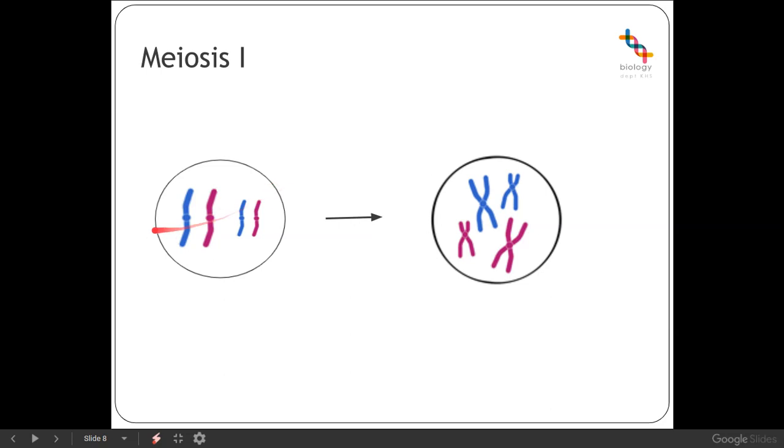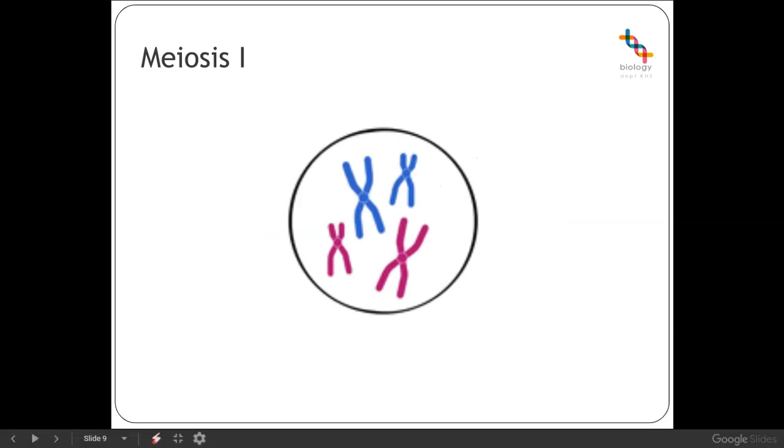And these have duplicated, so we now have 2 chromatids held together at our centromere, and that allows us to then start dividing our cell to produce our haploid gametes.